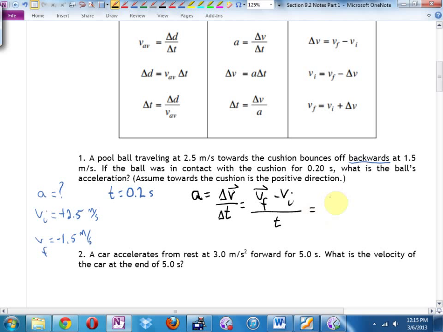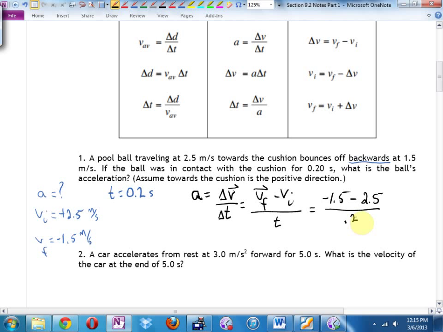Now it's actually grade 9 substitution, but getting this far is the tricky part. Negative 1.5 minus, what's V initial? Yep, positive 2.5, but Amy, I'm not going to bother putting a plus sign in front of it because by default it's positive. Over, Sarah, what's the time interval we're talking about? Read careful, the time interval. What's T? Isn't it 0.2?